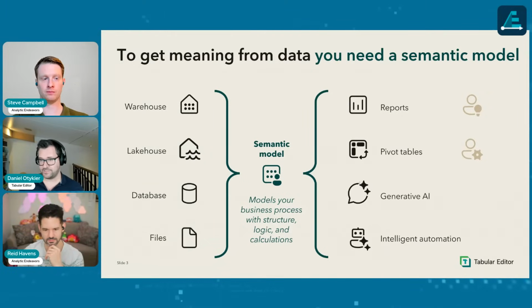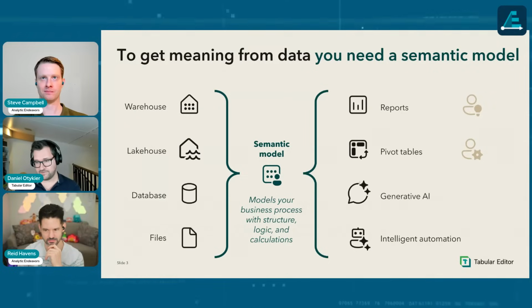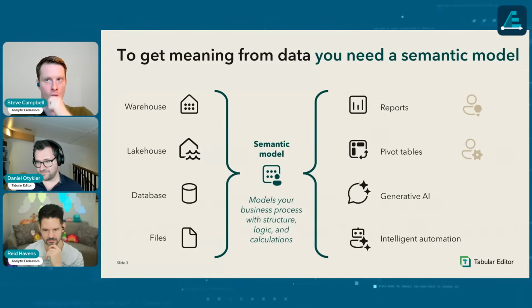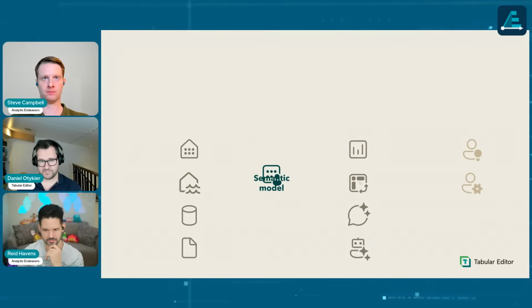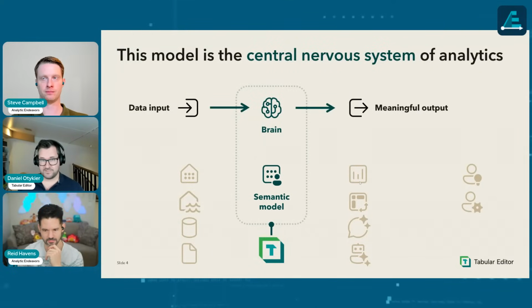And the outcome of that is that we can then have users create reports, pivot tables, even today use generative AI, that's a tough word, and do various stuff using intelligent automation, basically making the data that we expose in the semantic model actionable in various ways. But again, all of this wouldn't be possible unless we had a way to actually model our business, and that's exactly what the semantic model offers. So we like to think of it as the central nervous system of your analytics solution, like the brain, basically. So you give it some input and you get a meaningful output.